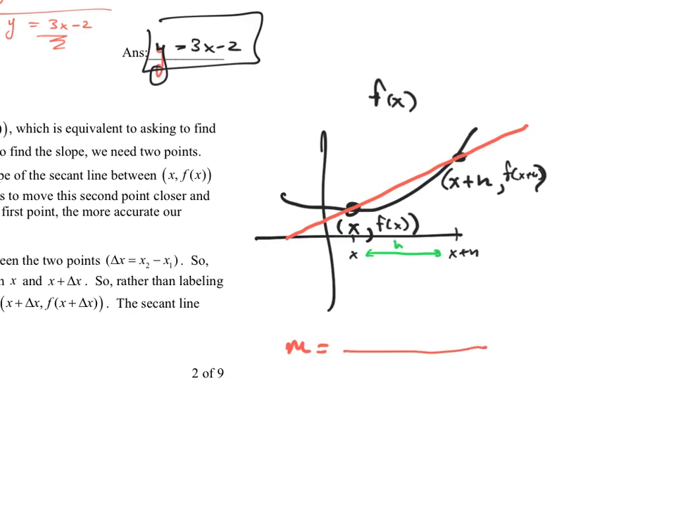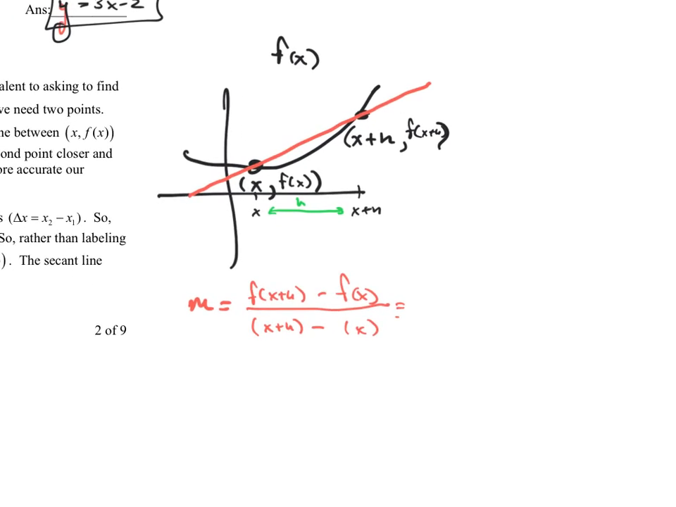Again, to find the slope, I need the change in y's. Well, my one y value is f of x plus h, that's my second y value, minus my first value is f of x. On bottom, my second x value was x plus h, minus my first value, which was x. I'm going to do some simplification. Not much I can do in the numerator because I don't know what those values are. That's f of x plus h minus f of x all over, well, the x's would cancel out and I'd be left with h. So how do I find the slope of a secant line? I do f of x plus h minus f of x all over h.